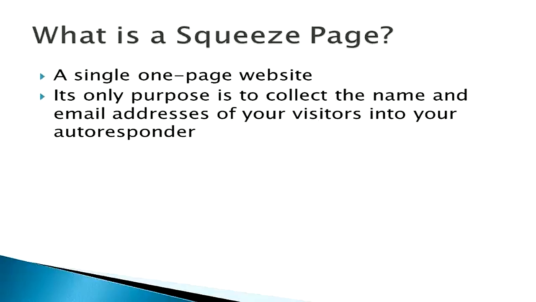What is a squeeze page? A single, one-page website. Its only purpose is to collect the name and email addresses of your visitors into your autoresponder. Basics first. If you don't know what a squeeze page is yet at this point, in short, it's a single one-page website with no links to other kinds of web pages except for the important ones like privacy policy, earnings disclaimer, and perhaps your contact or support help desk link. Other than those, there are no other links. It only has one sole purpose, and that is to collect the names and email addresses of your visitors so you can funnel them into your autoresponder account, and thus they become your subscriber.